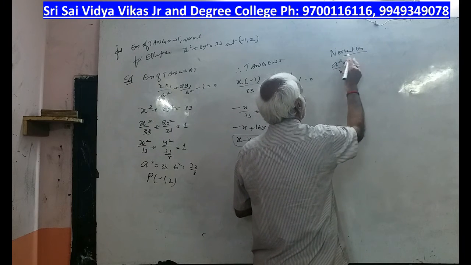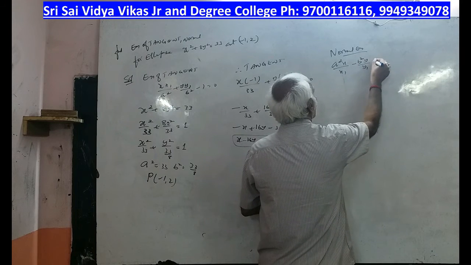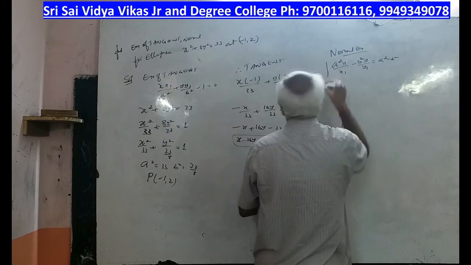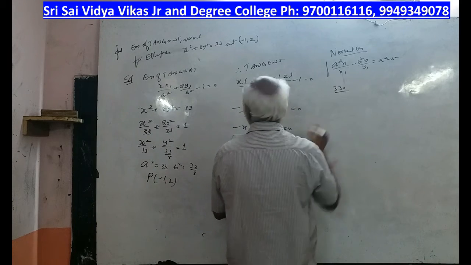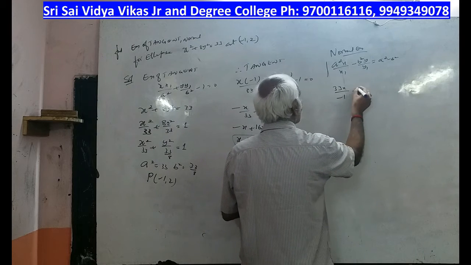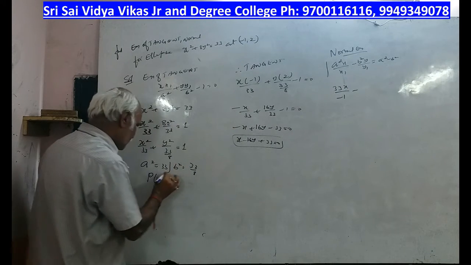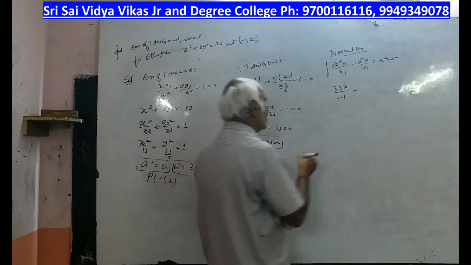a²x by x1 minus b²y by y1 is equal to a² minus b². Formulas are very, very important. a² is what, sir? 33 by x by a². x1 is what, sir? Minus 1. a² is what, sir? Here. And this is b². a² is 33, x by minus 1.